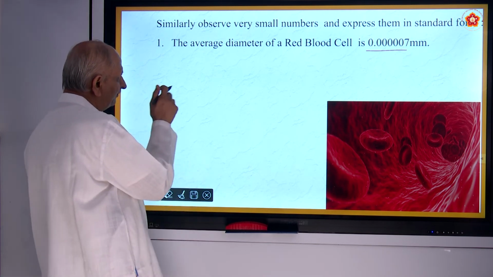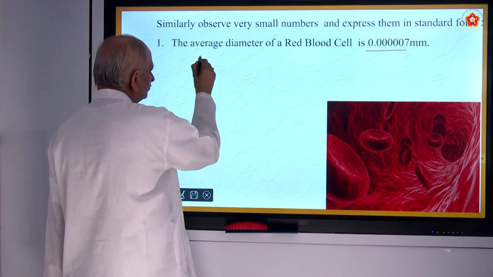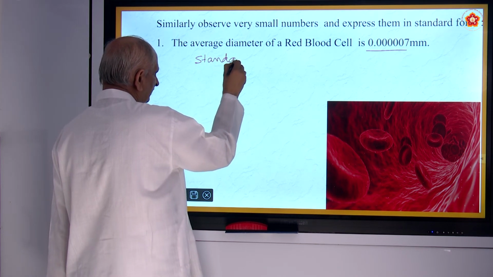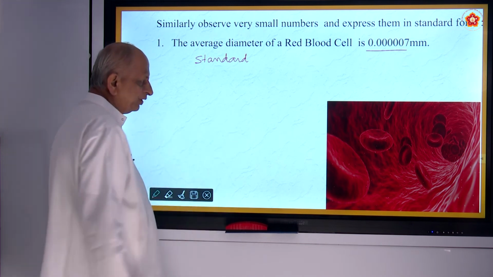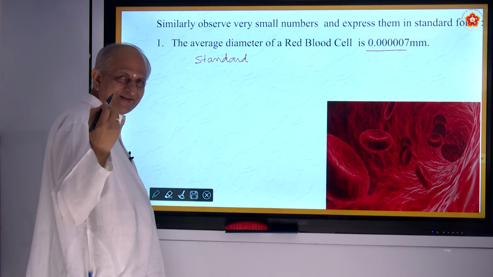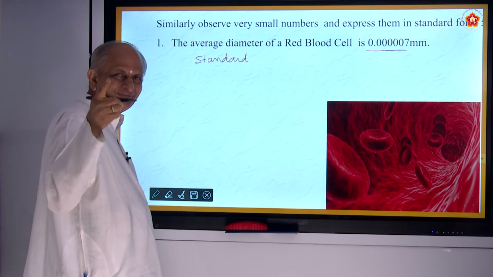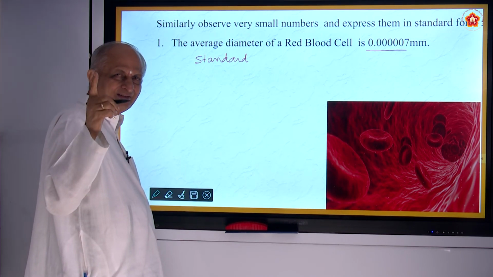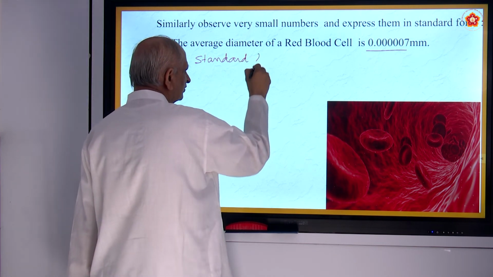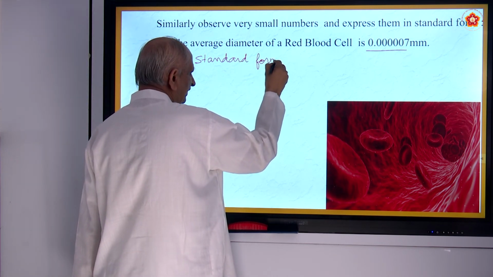How to write in standard form? So the standard form is, you are telling about diameter. Now a doubt will arise, how do you find the diameter of such a small particle? Come on, anybody? It is by a device called microscope. Okay. So by microscope you can find the diameter.